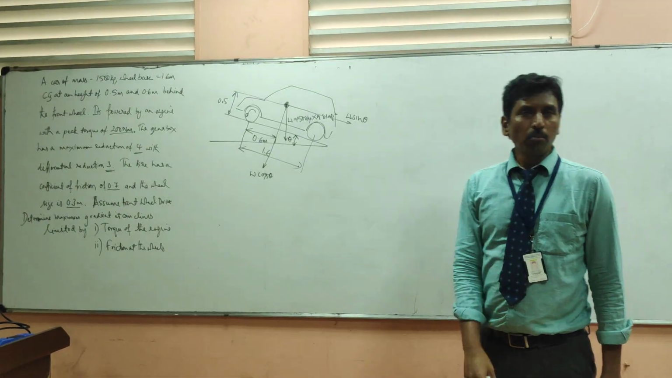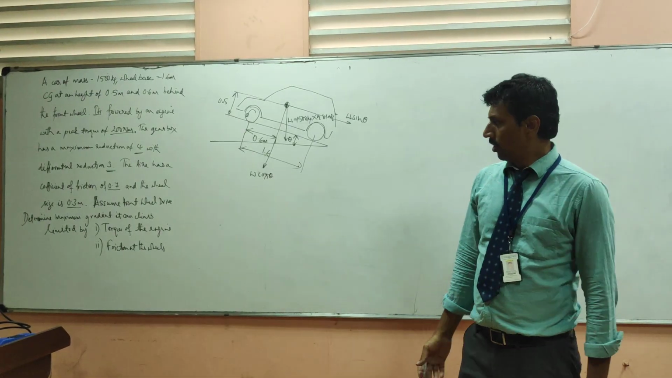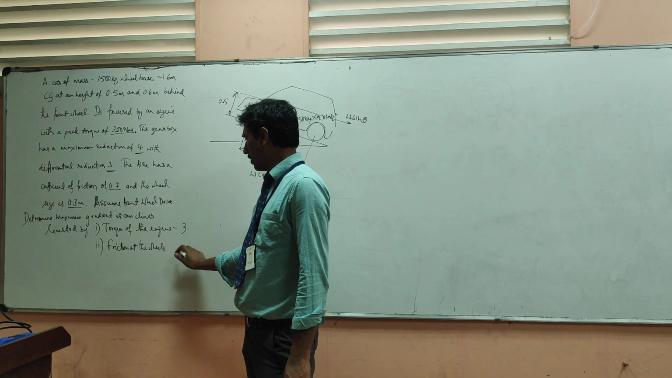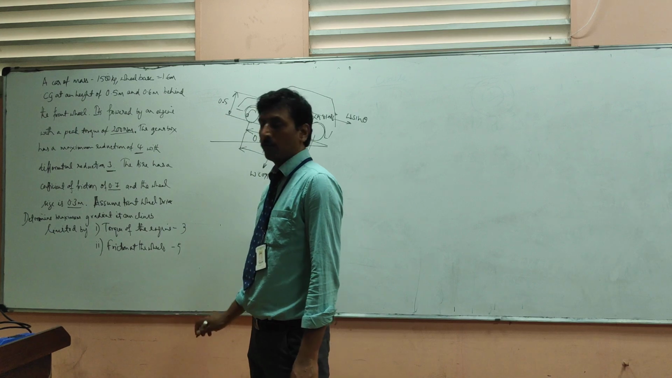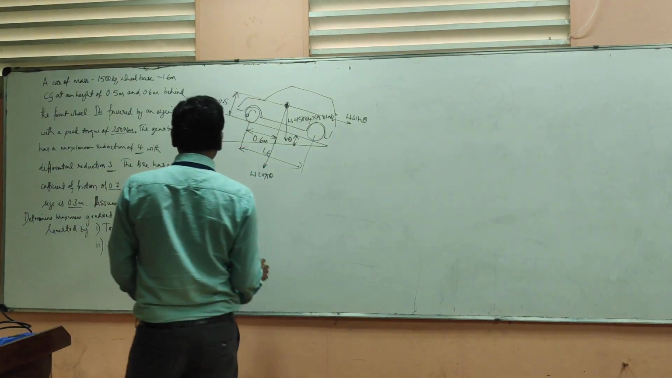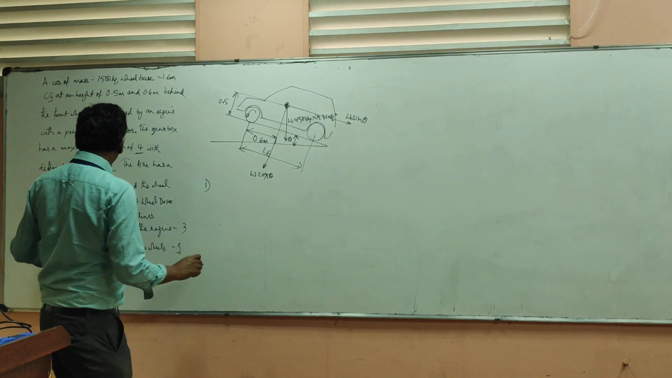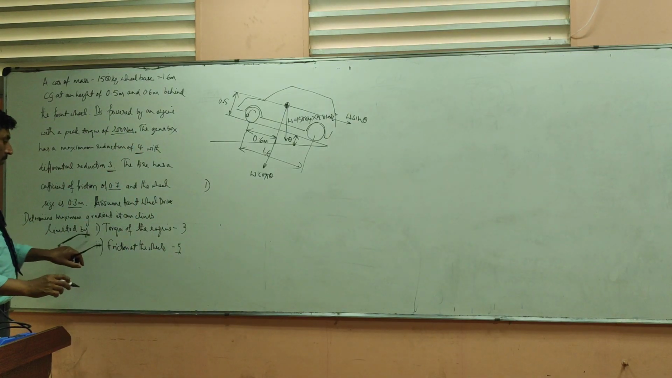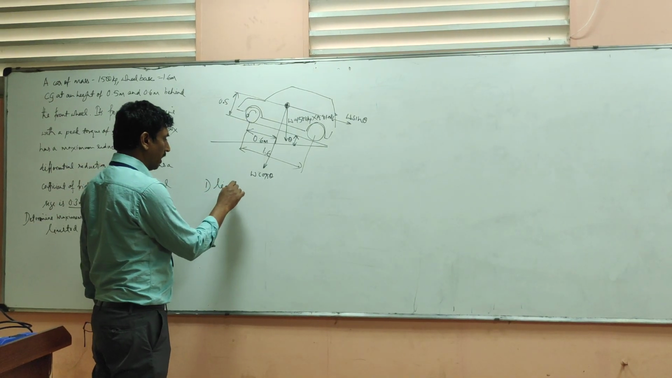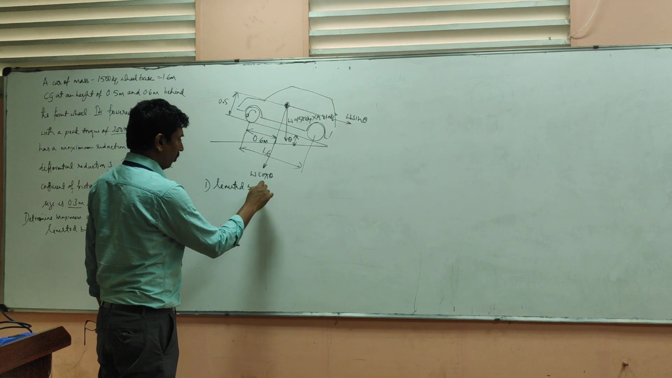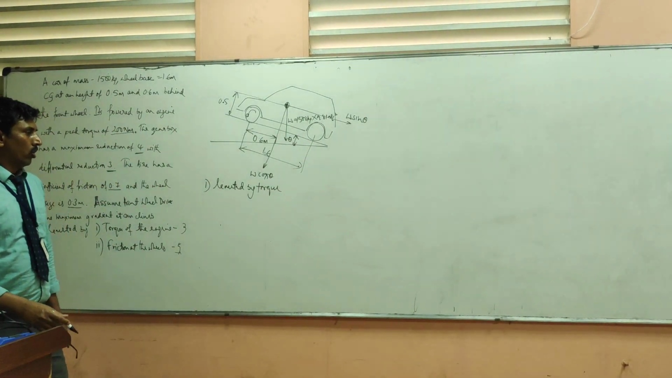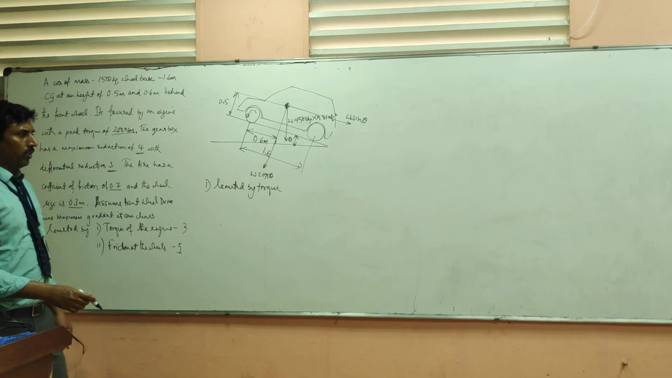This problem could be given for 8 to 10 marks. The first part of the problem is quite easy, which could be for 3 marks if it is 8, and the second part of the problem could be for 5 marks. So let us solve the first part now. The first part is to determine the maximum gradient incline limited by torque of the engine. So I will write this as limited by torque.